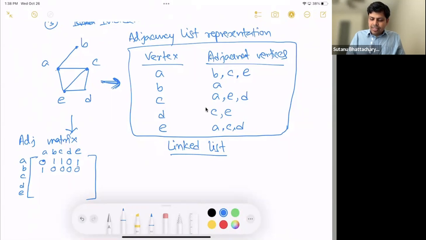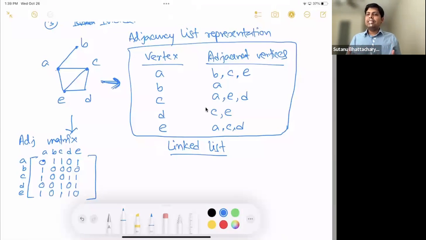C to A, there is an edge. C to B, no edge. C to C, no edge. C to D, there is an edge. C to E, there is an edge. D to A, no edge. D to B, no edge. D to C, 1, an edge. D to D, no edge. D to E, there is an edge. And E to A, there is an edge. E to B, no edge. E to C, there is an edge. E to D, there is an edge. E to E, no edge.